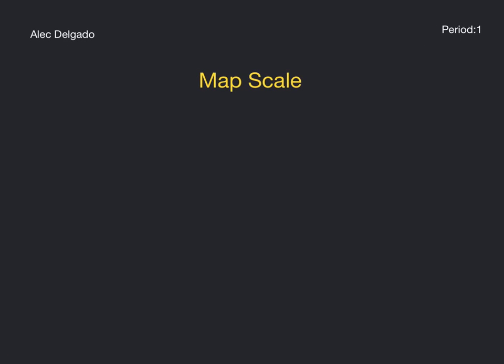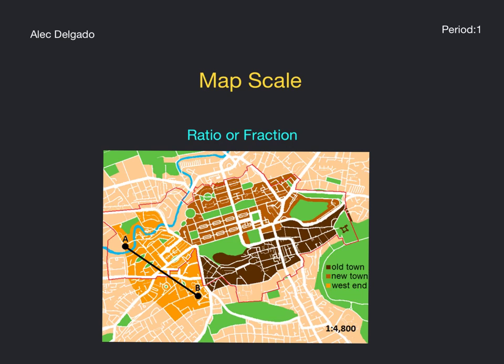Map scale can be presented in three ways. Those are a ratio or fraction, a written scale, or a graphic scale. A ratio or fraction shows the ratio between distances on a map and Earth's surface. An example is seen below. This states 1 to 4,800. Therefore, this means that 1 unit on the map represents 4,800 of the same units on Earth's surface.